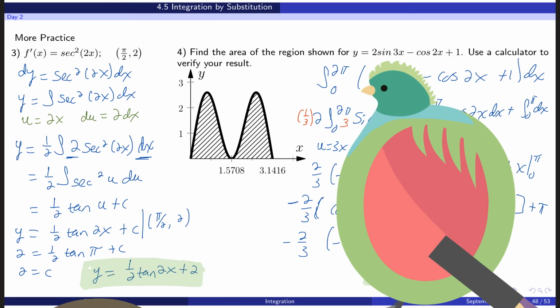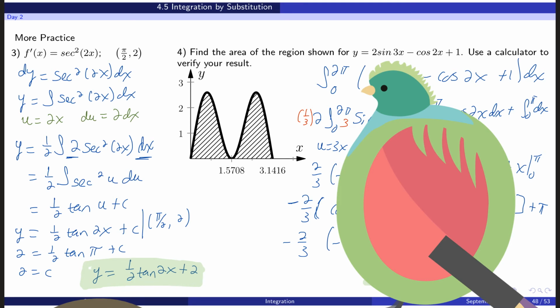The antiderivative of secant squared is tangent. Substitute in your point. Pi over 2 doubled produces pi. Tangent of pi, tangent is y over x at pi, which is 180 degrees. X is -1, y is 0, so you wind up with 0 here. So c is just 2, and your final answer is y equals 1/2 tangent 2x plus 2.